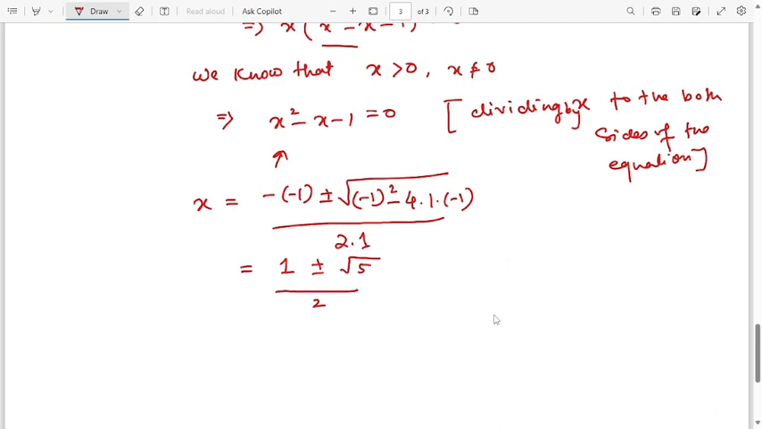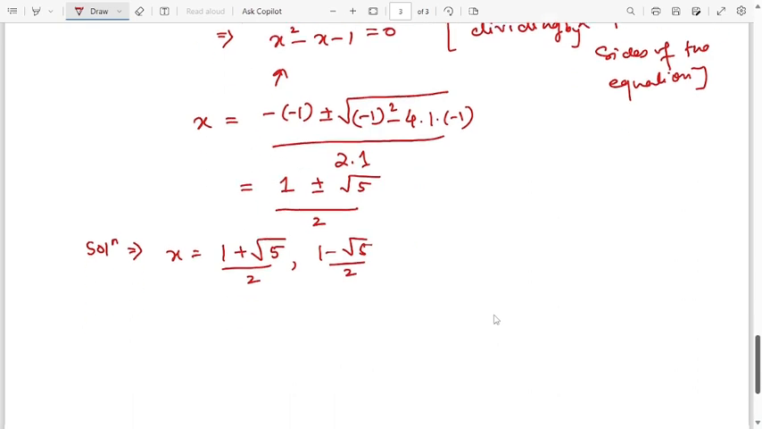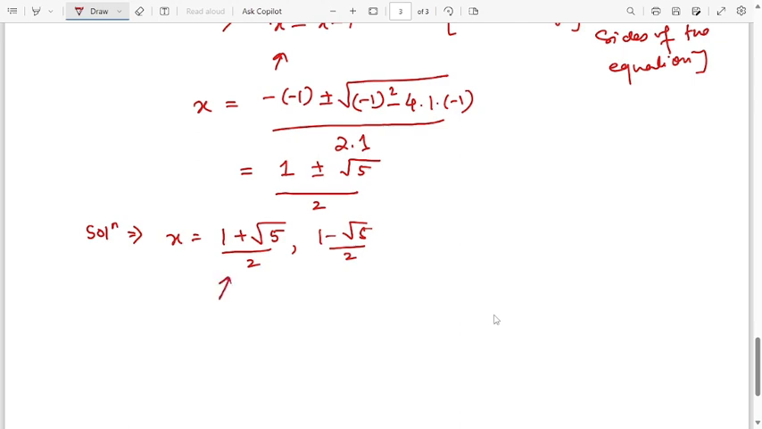So the solution is x. What is the solution? We are getting x equal to 1 plus square root of 5 by 2, and another one is 1 minus root 5 by 2. Now we are getting two choices. But remember, this quantity is positive, so this solution is fine. But what about that one, 1 minus square root of 5 whole divided by 2?